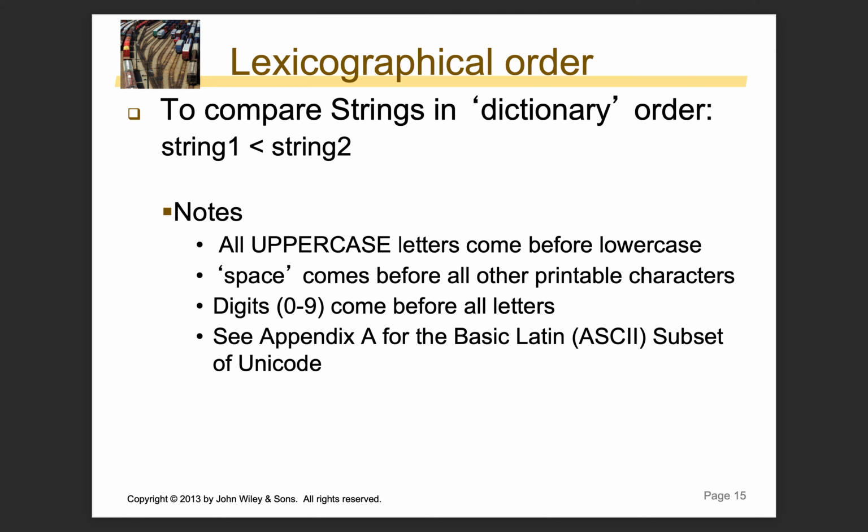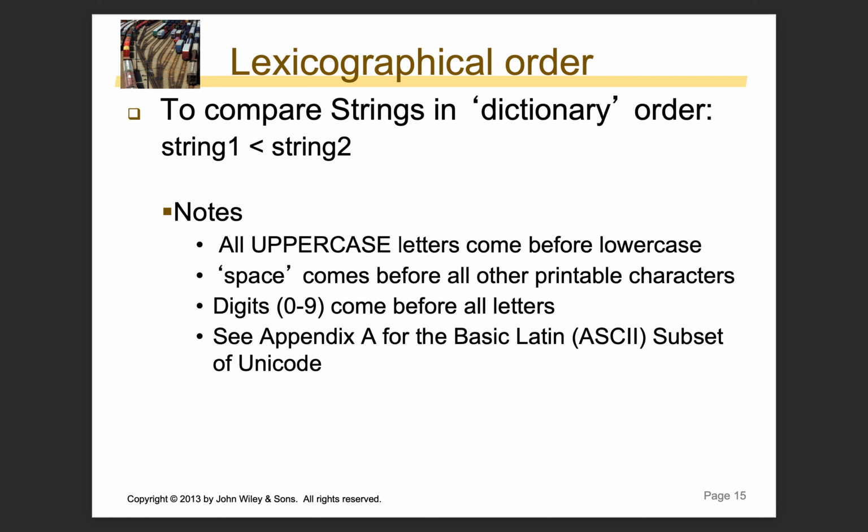To compare strings in dictionary order, we can use the less than sign. So string 1 is less than string 2. A couple of notes about dictionary order. All uppercase letters come before lowercase letters. Spaces come before all other printable characters. Digits come before all letters.